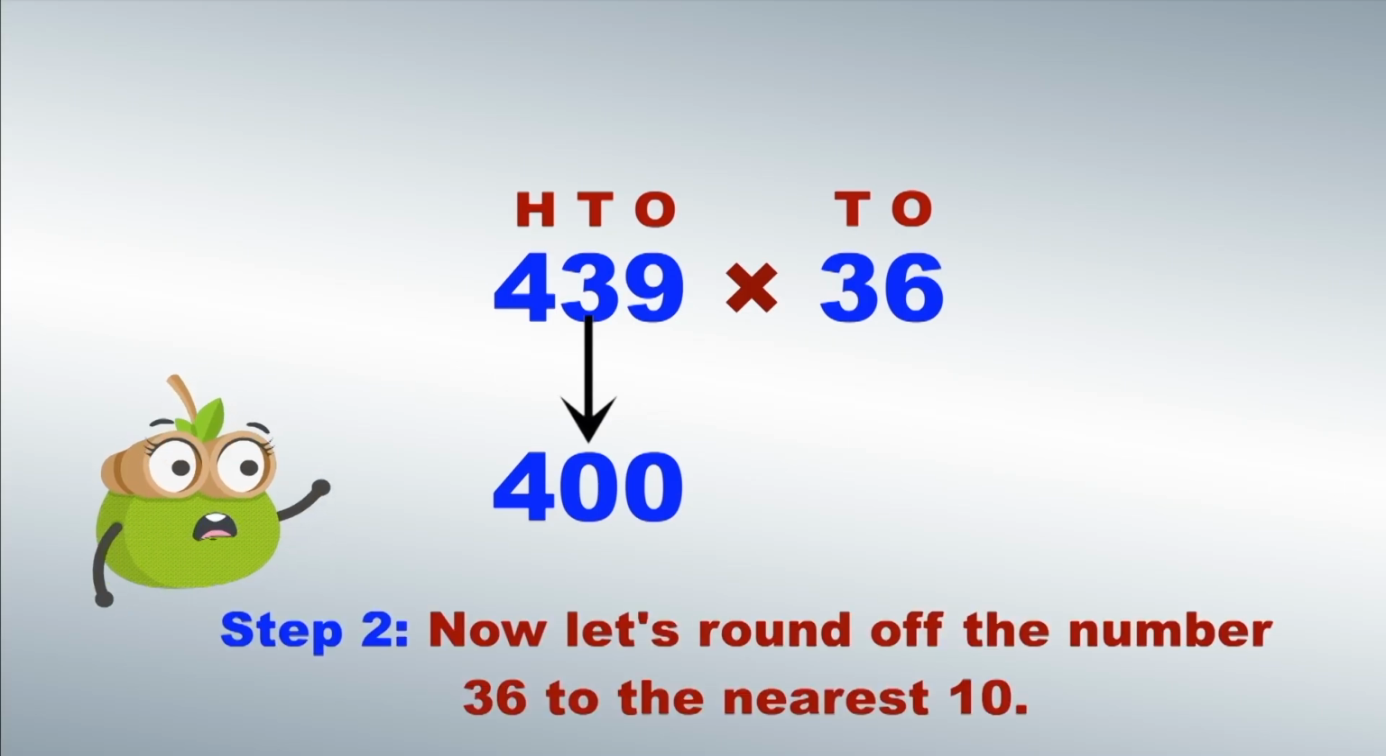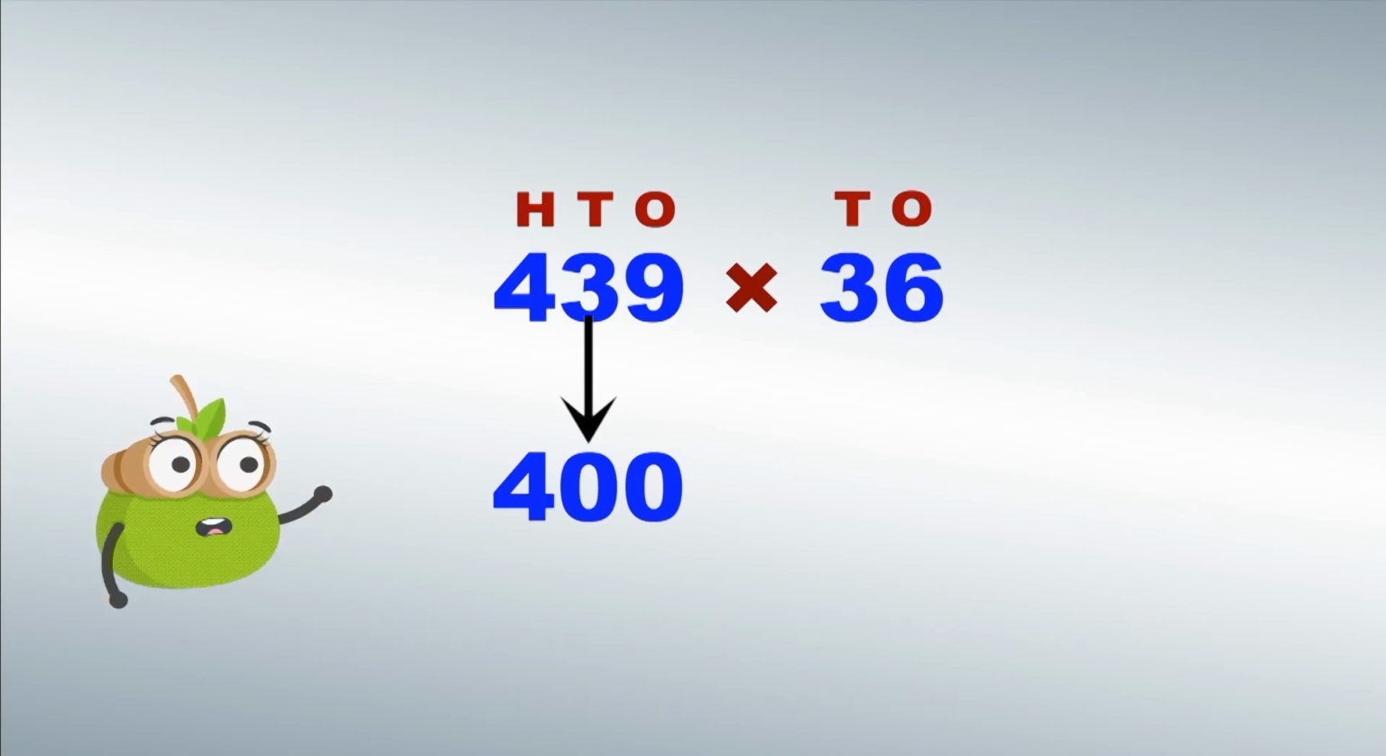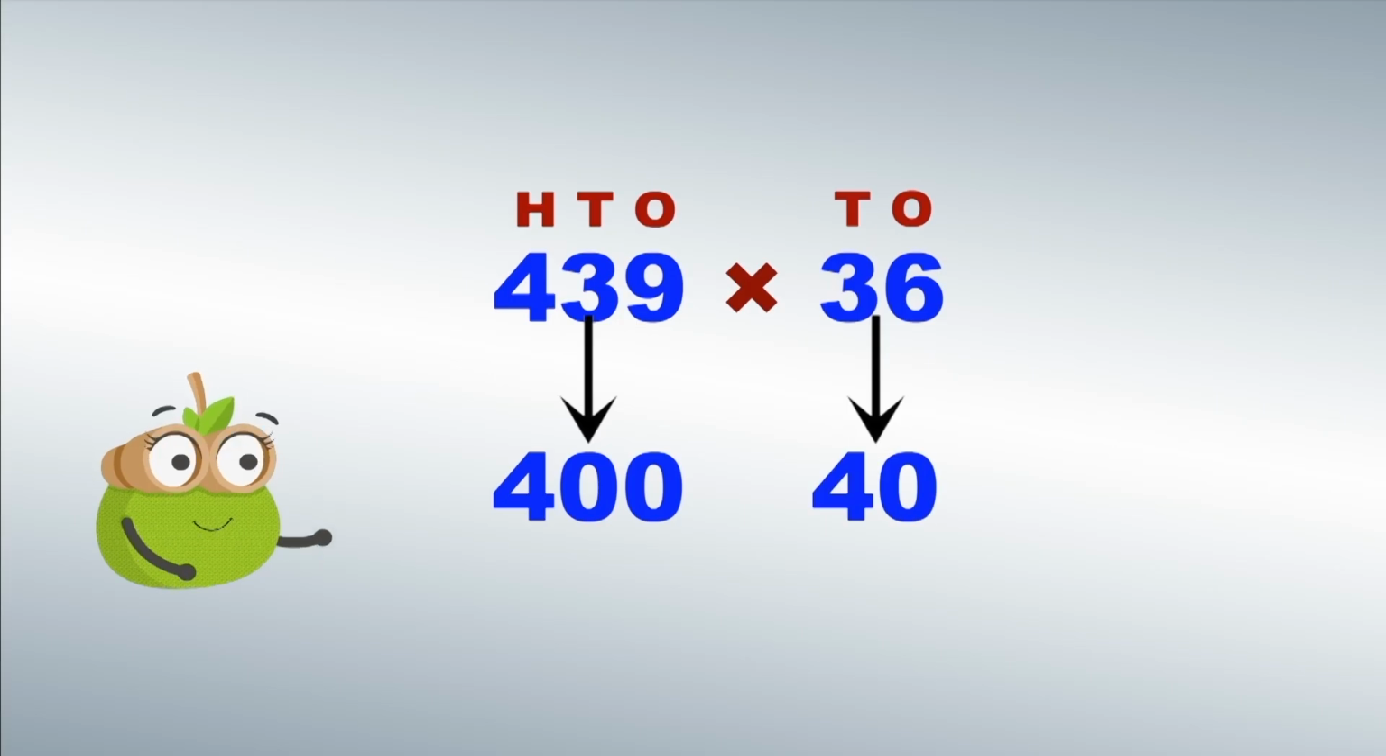Step 2. Now let's round off the number 36 to the nearest 10. To round off the number to the nearest 10, we see the ones place digit. At the ones place, there is 6, which is greater than 5. So we will round it up. Thus the rounded number of 36 to the nearest 10 will be 40.